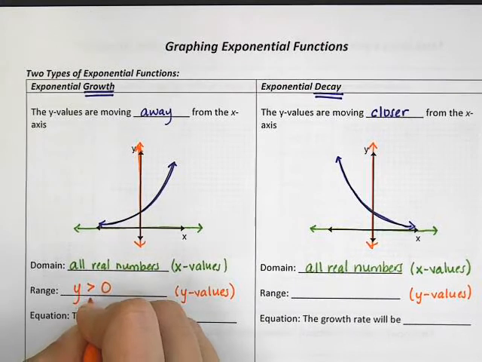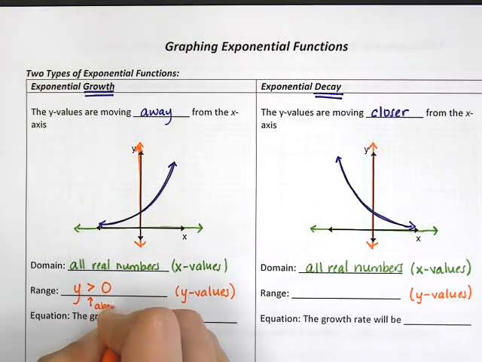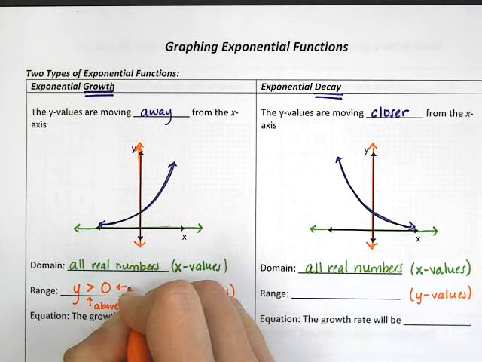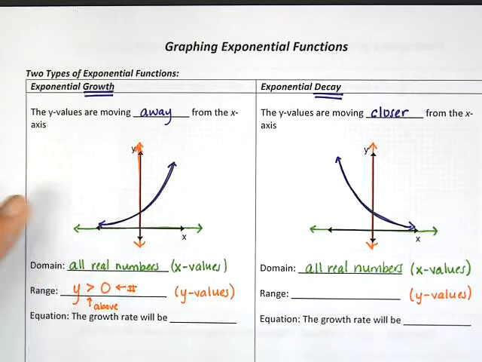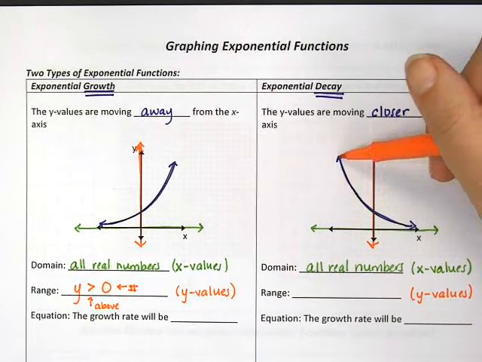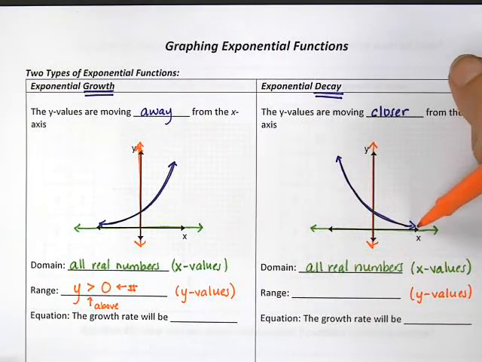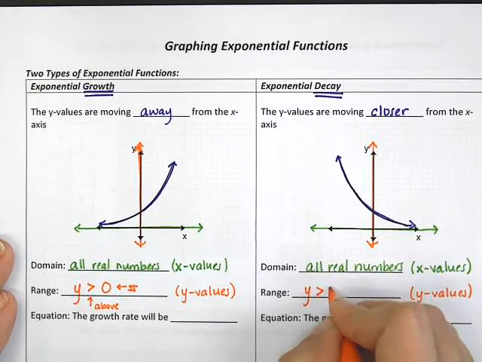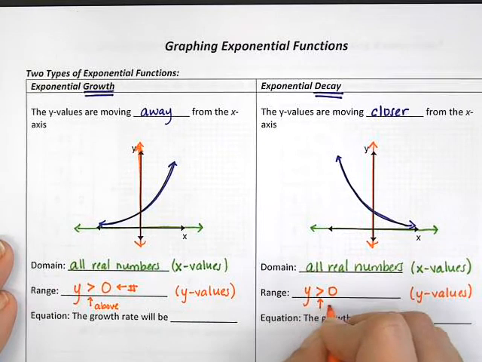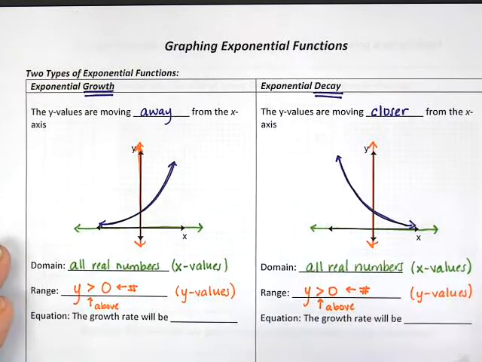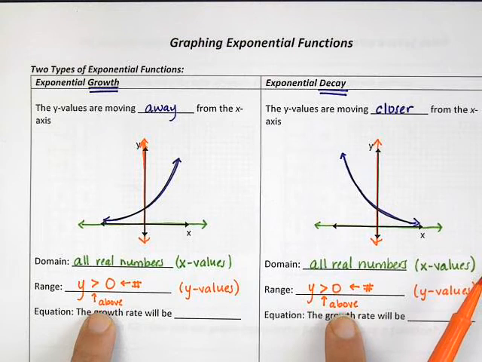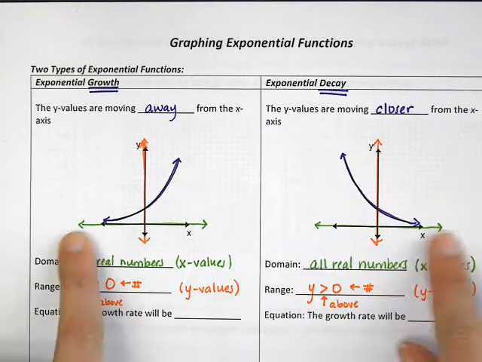Now we use a greater than because that means above, and we use a 0 because that means the number that we are above. We are always above 0. Now in this graph, even though the y values are getting closer to 0, they're still always going to be above the 0. So we would still write y is greater than 0, or above the 0, even though the graph is going a different direction. This symbol just means it's always above this line.